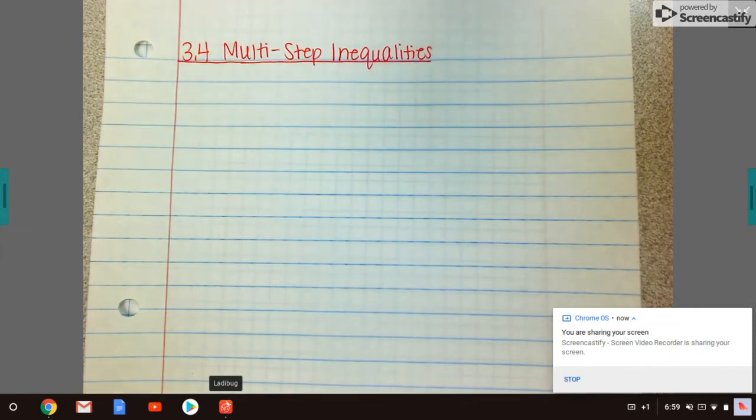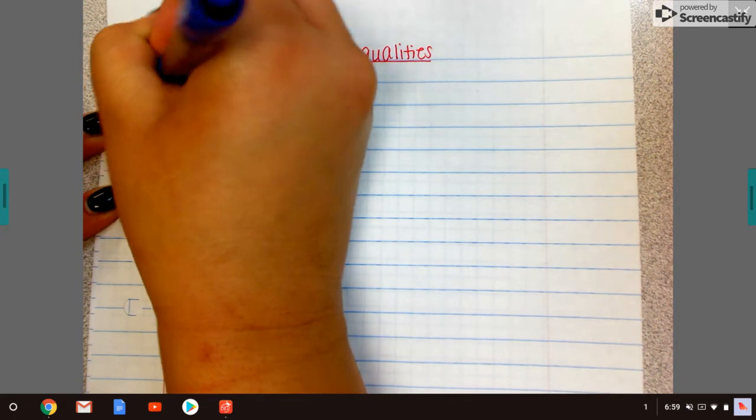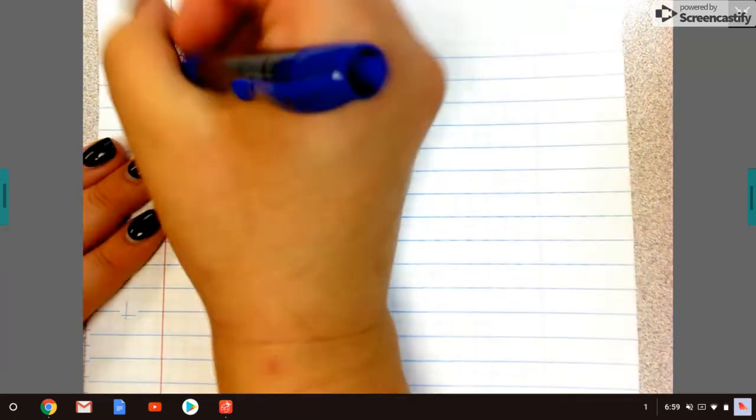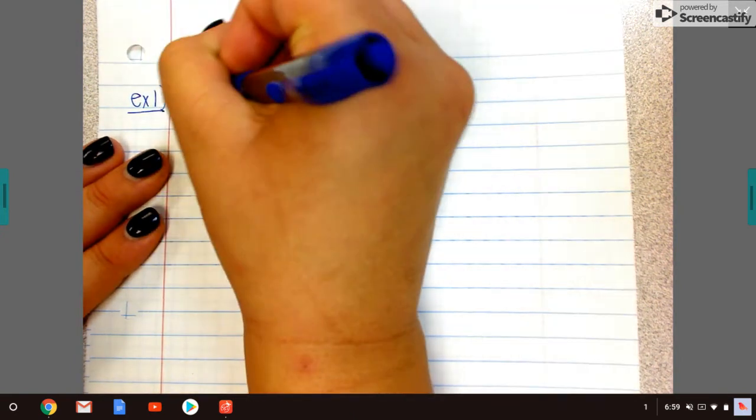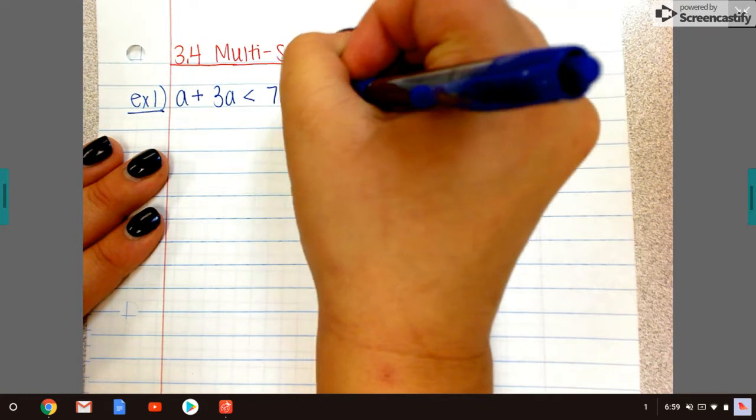We're going to do multi-step inequalities now. So we're going to jump right into them pretty quickly. I want to show you 4 different examples is my goal, and we're going to get progressively more multi-step as we go. So my first one is going to have variables on both sides. So let's have a plus 3a is less than 7a plus 12.